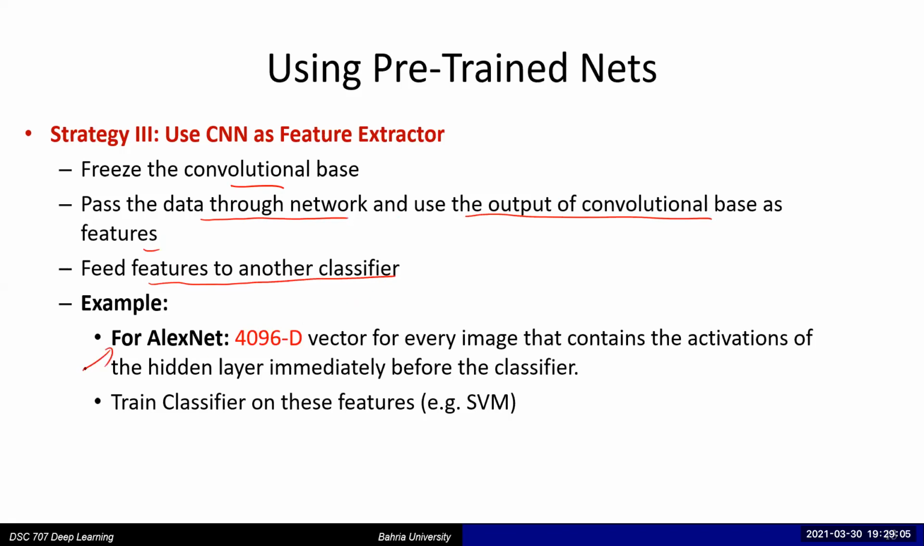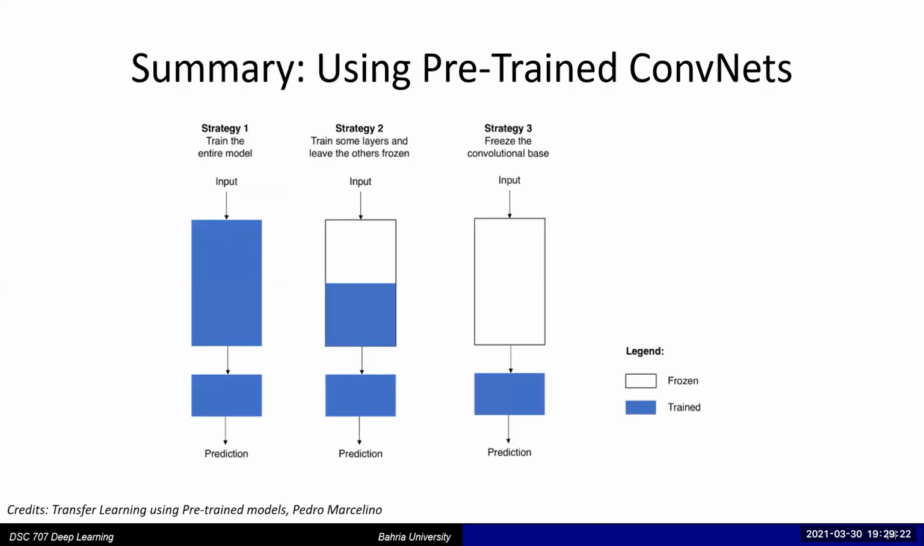As an example, AlexNet that we just saw gives you a feature vector of 4096. So you can convert all your data into these feature vectors and then use a classifier. Now, there's a very good tutorial on the internet from which I borrowed these illustrations, which give a very good visual illustration of which strategy to use in which situation. So it's a very good idea, and maybe it will help you better understand this transfer learning.